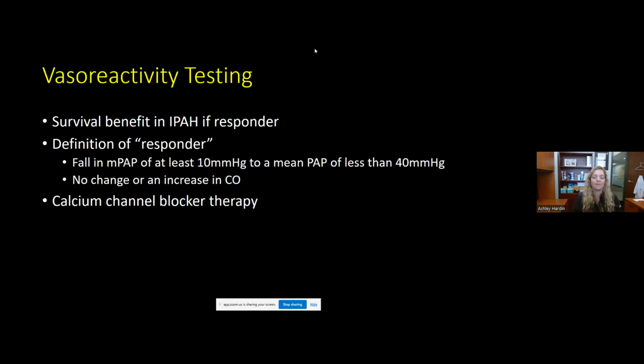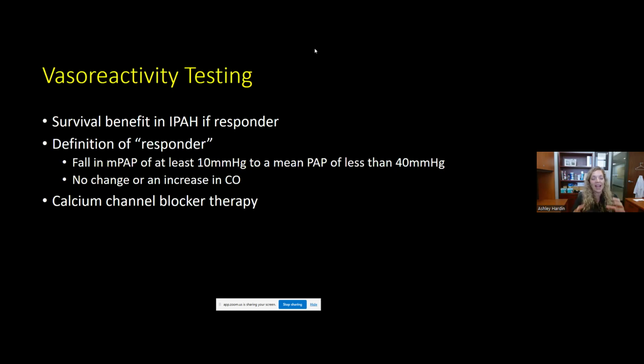Vasoreactivity. So really, historically, vasoreactivity testing has been done in a specific population of patients with pulmonary hypertension. And those are patients who have pre-capillary, really idiopathic PAH. The definition of a responder is a patient who has a fall in their mean pulmonary artery pressure of at least 10 millimeters of mercury to a mean PA pressure of less than 40 millimeters of mercury. So a drop of 10 to a mean value of less than 40 without a significant change or an increase in the cardiac output. And then calcium channel blocker therapy has been recommended in this patient population.